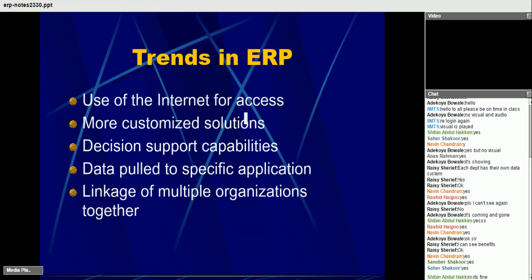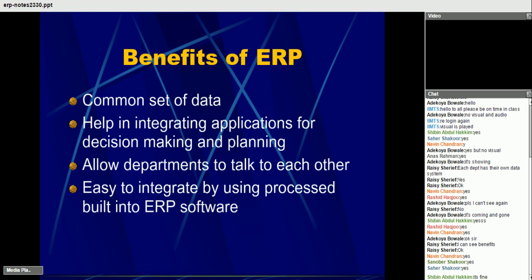That's why the ERP system is in much more demand nowadays, because it integrates all the functions within the organization. So in one line, we can say ERP integrates all the functions within the organization.